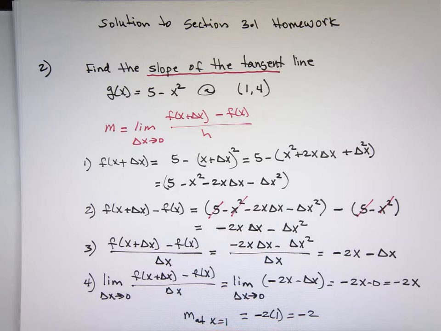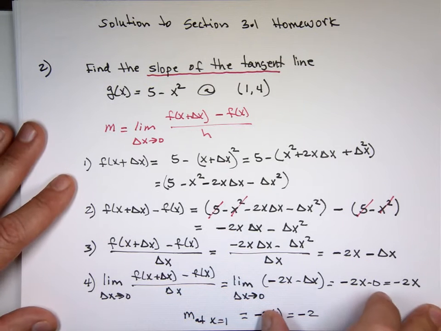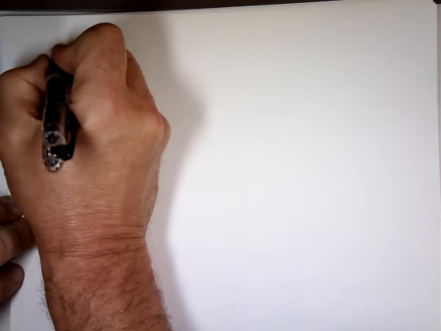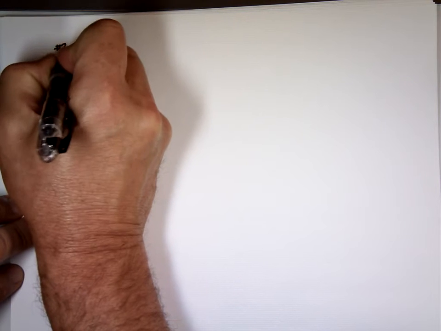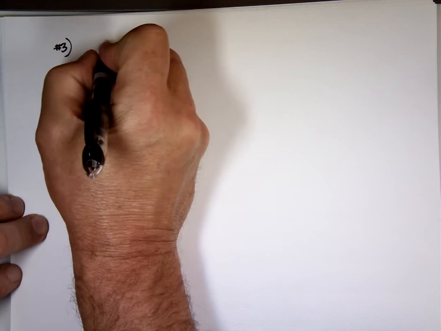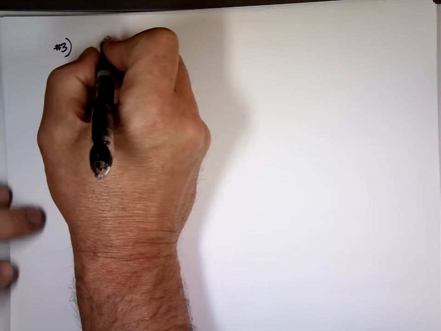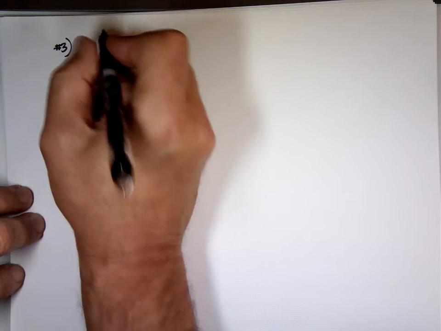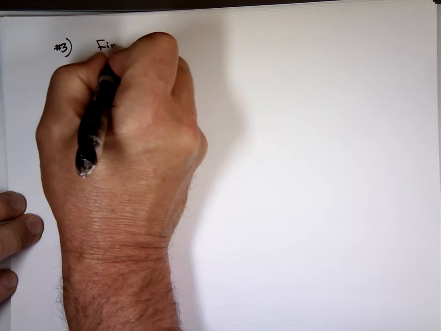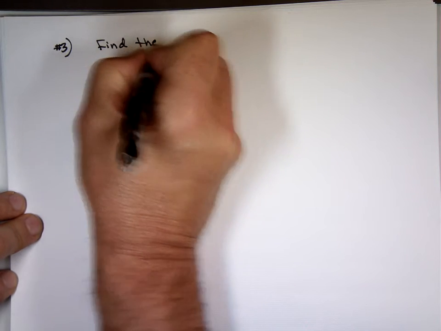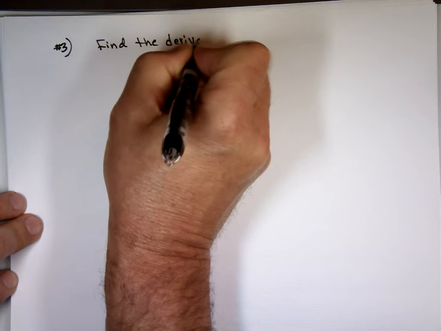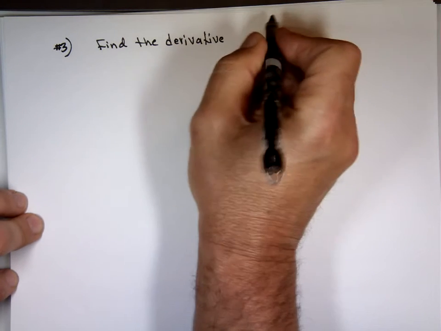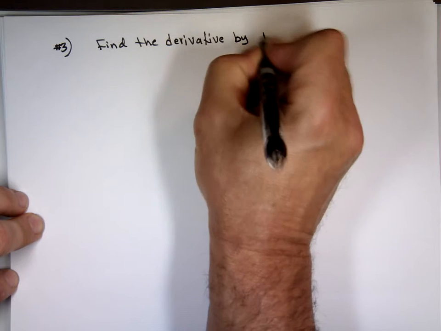4 is the same as this. I'll do 3. So I'll skip 4. I'll do this with this kind of cheating way. Again, it says find the derivative. And they want us to use the long process. Find the derivative by the limit process.